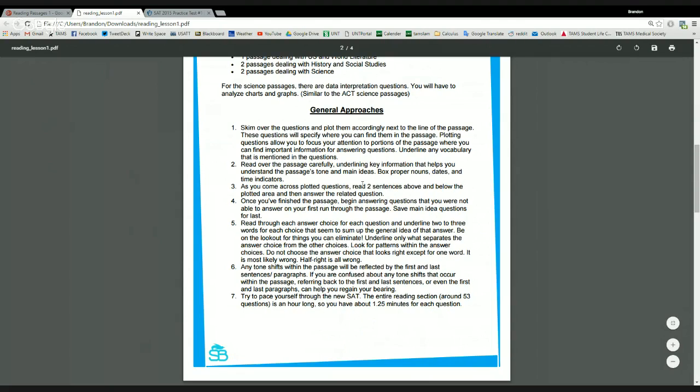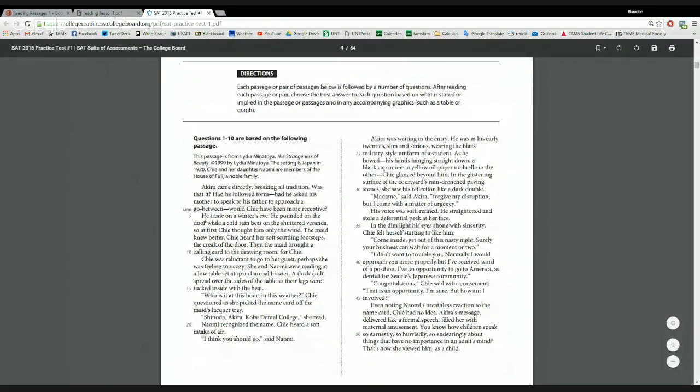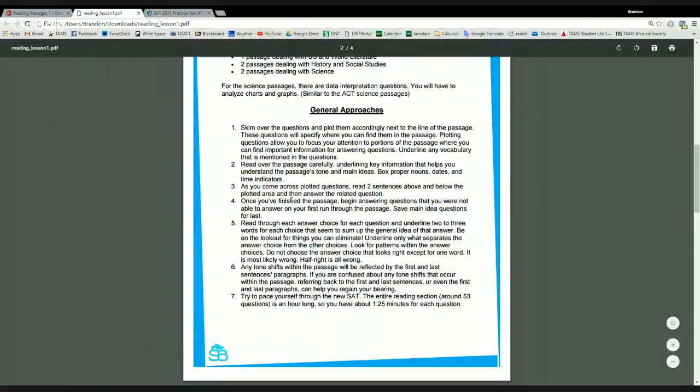As you come across plotted questions, read 2 sentences above and below the plotted area and then answer the related question. So let's say the question asks for, in line 5, anything about line 5. Rather than just reading line 5 itself, let's say "he came on a winter's eve," you want to read a bit above, maybe 2 or 3 sentences above, and a bit below, so you can gain the general context of the question. You never want to read just the line given.